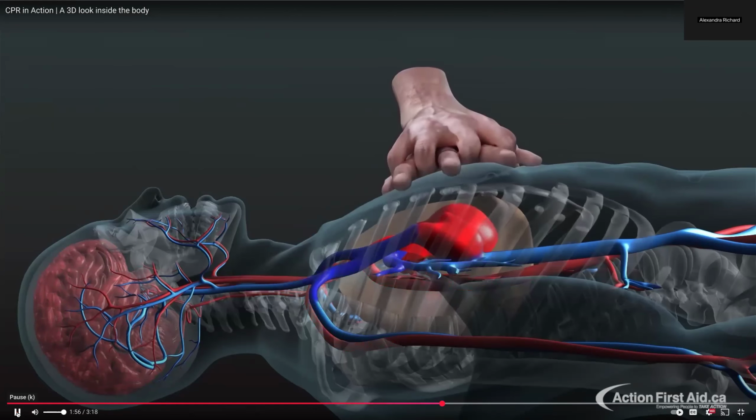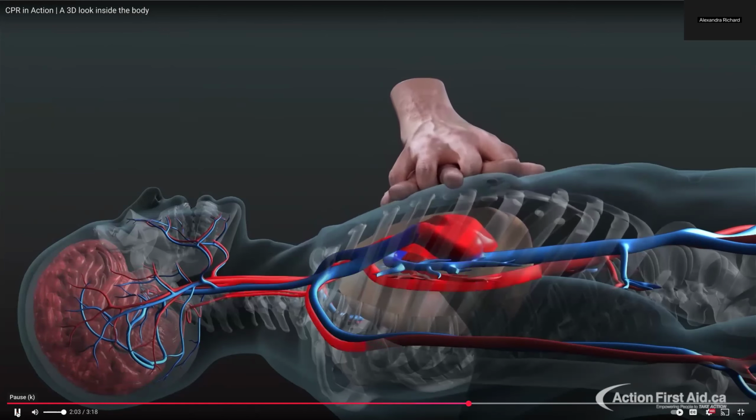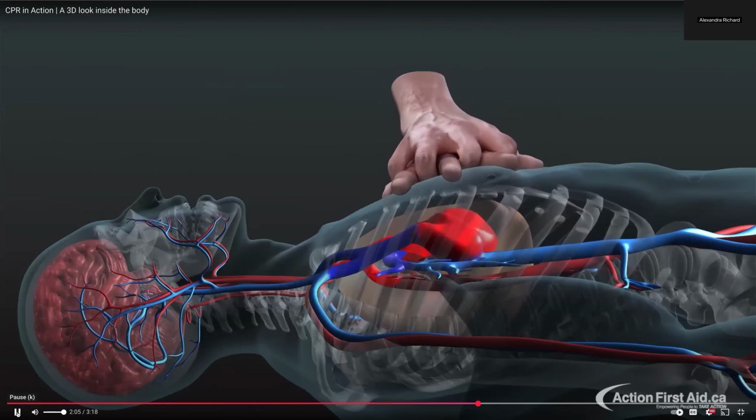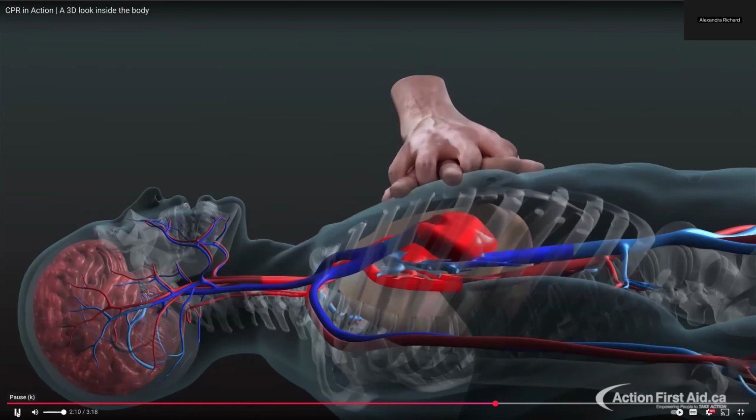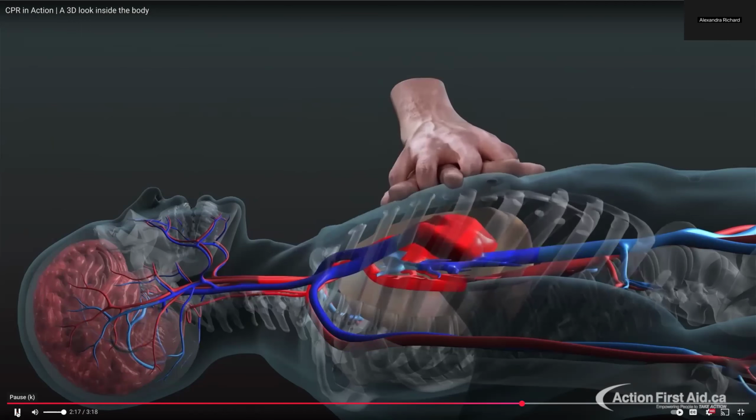Watch what happens when we don't push deep enough. Blood does not reach the brain. The same is true if we do not push fast enough. Watch what happens when we push too fast. The heart does not have time to refill with blood, therefore not enough blood gets pumped out. Watch what happens when we don't allow the body to decompress and allow the chest to fully recoil. The heart does not have a chance to refill with blood, therefore no blood gets pumped out.